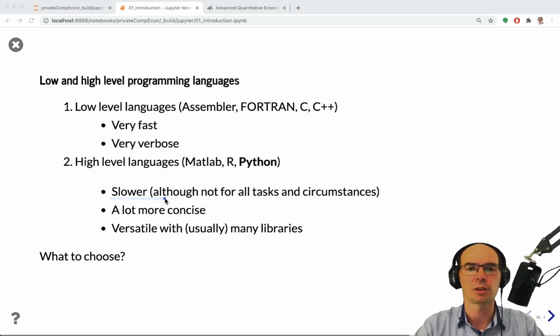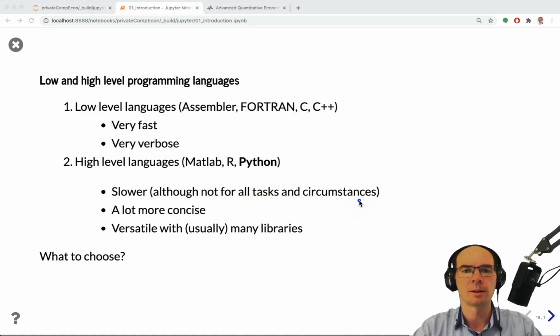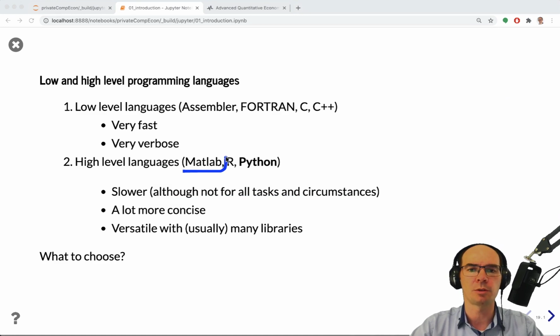High-level languages are usually slower, although it depends on the circumstances and tasks. For example, MATLAB is very slow in loops, but it's pretty good for matrix algebra and matrix manipulation.